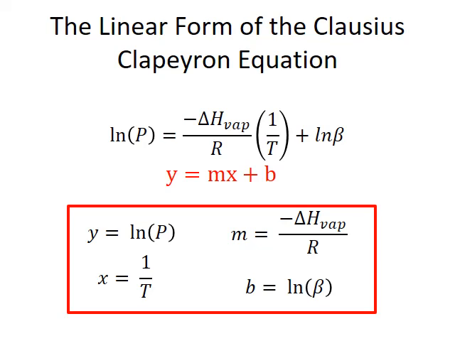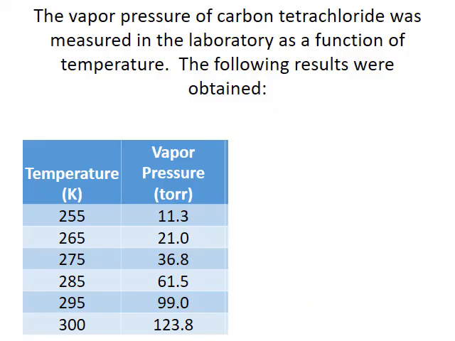The most common way to use this version of the Clausius-Clapeyron equation is with a graphical analysis of experimental data of temperature and vapor pressure to determine the enthalpy of vaporization. For example, in a laboratory experiment, the vapor pressure of carbon tetrachloride was measured at 6 different temperatures. The data is given in this table.